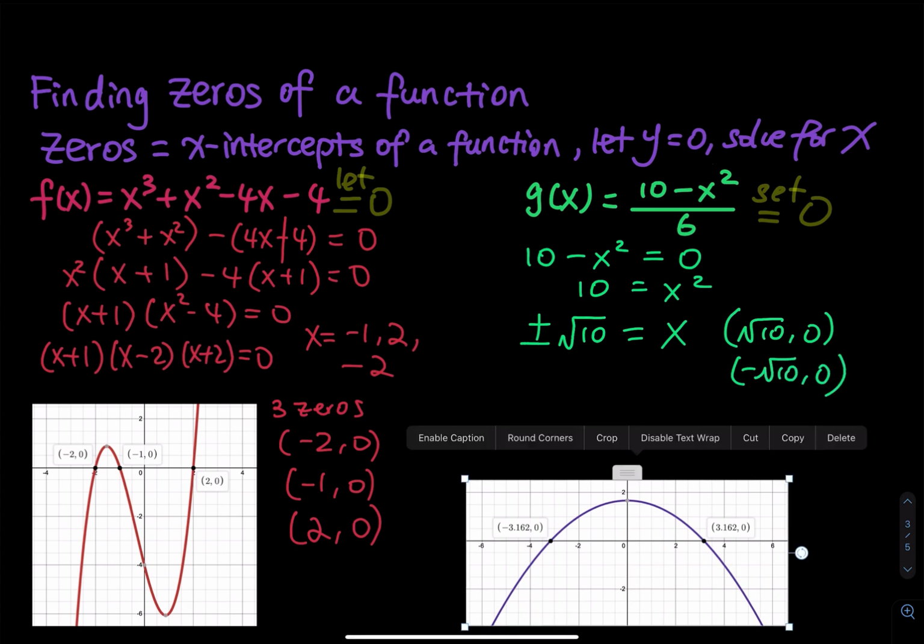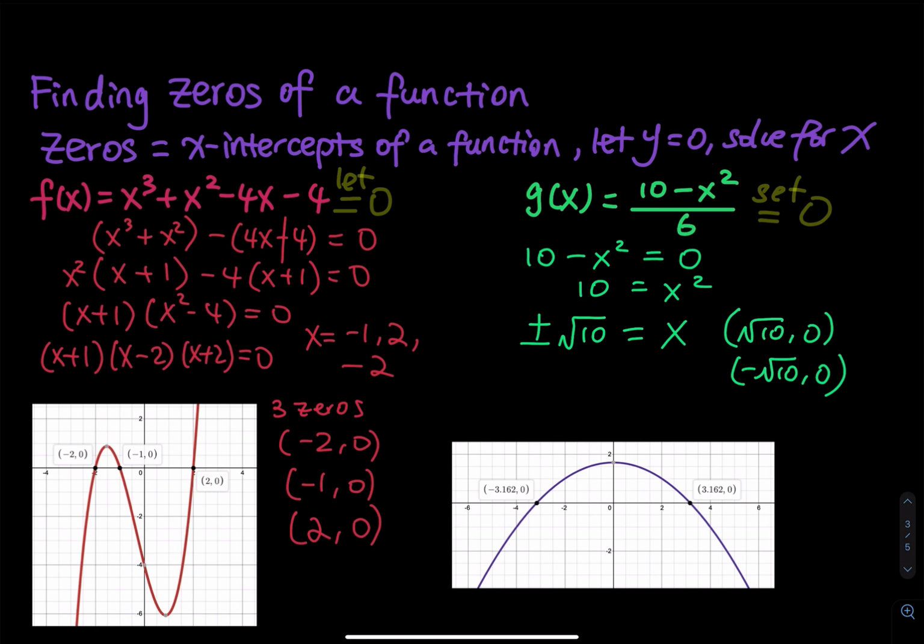And then here is the graph. Do you see that there are 2 zeros, one right here and one right there, just like that? They are the x-intercepts.